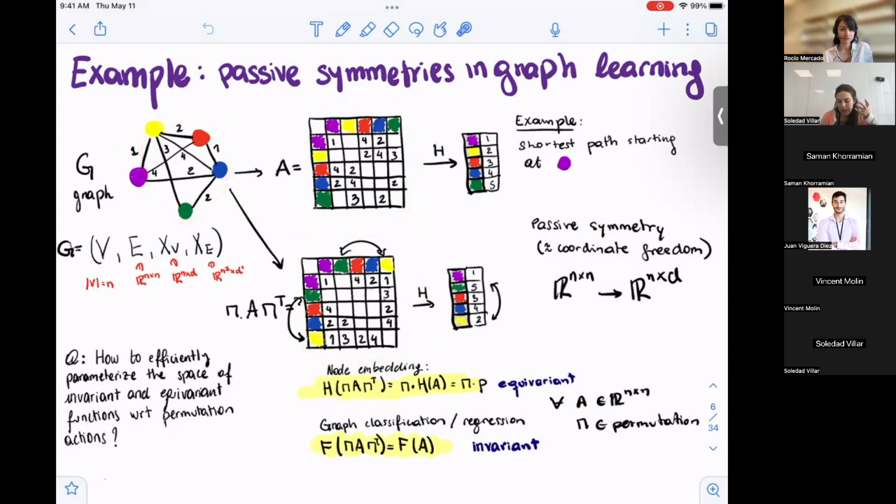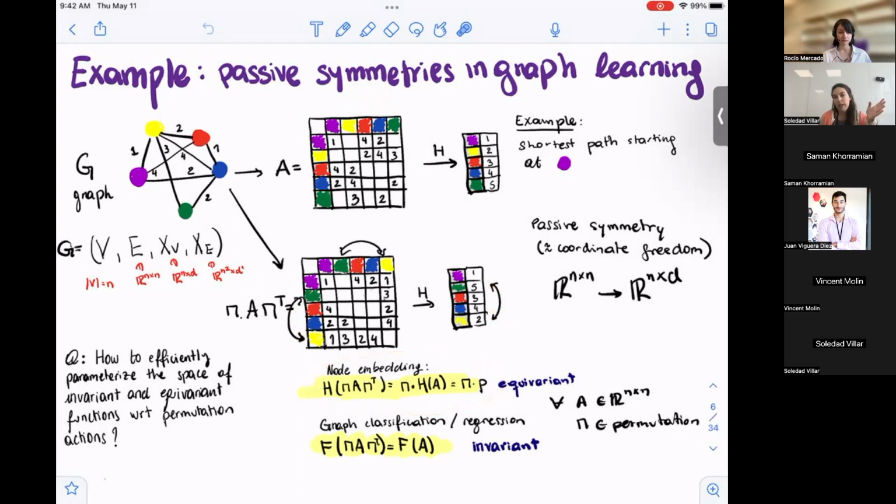Mathematically, say I'm learning a node embedding, a function that takes this graph and outputs an embedding for each node. If you see it as a function of the adjacency matrix, it has to have the property that if I permute rows and columns, then the output embedding has the same permutation. And this is how you write it.